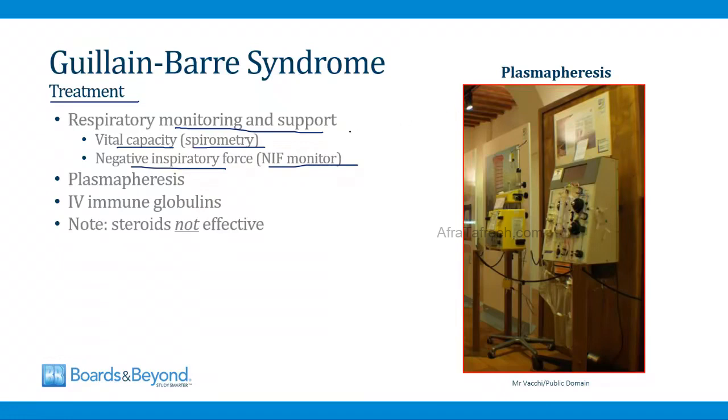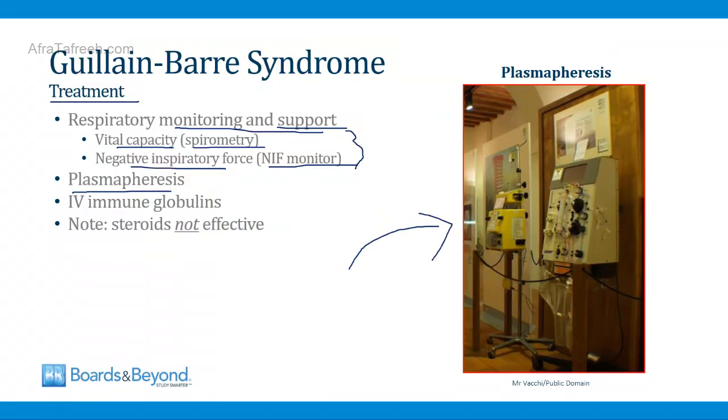Initially, when patients are diagnosed with Guillain-Barré, these things are often measured every few hours until the patient is stable. And then if any evidence of respiratory failure develops, the patient needs respiratory support, often with mechanical ventilation. Besides this, patients can be treated with plasmapheresis. This is done via a plasmapheresis machine, like what is shown on the screen here.